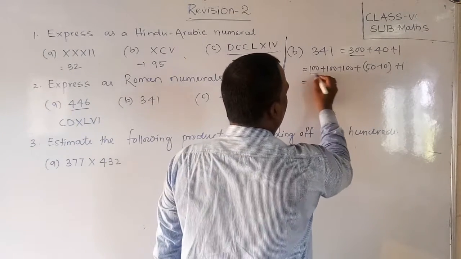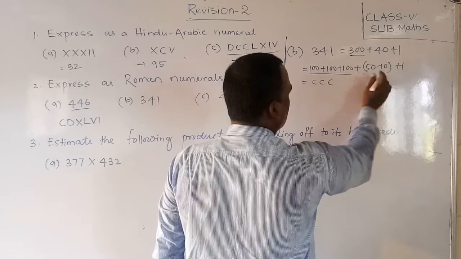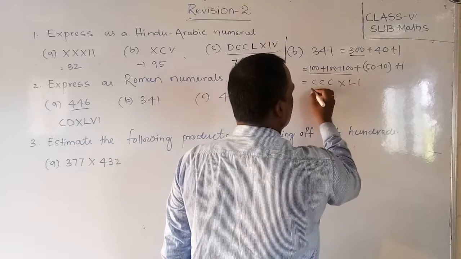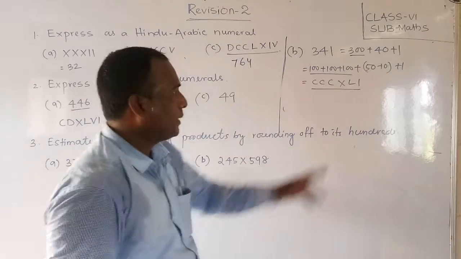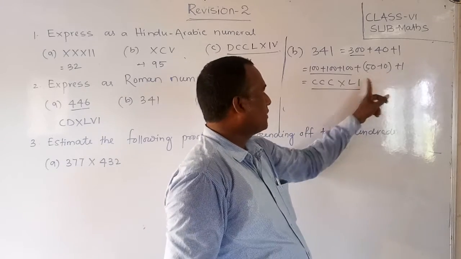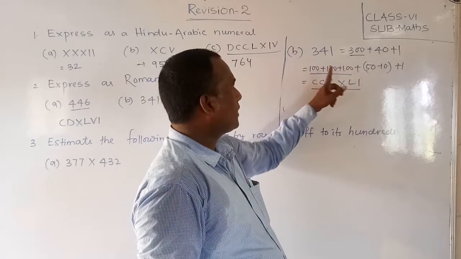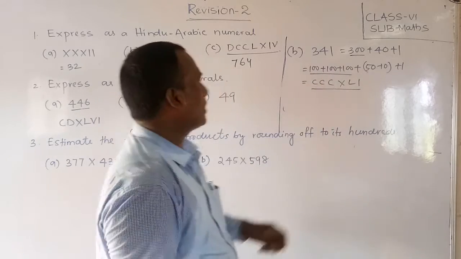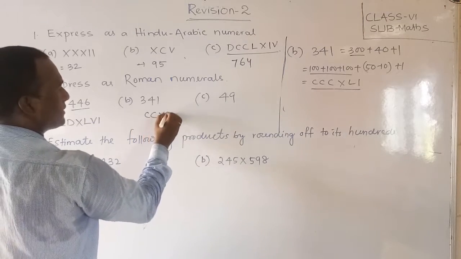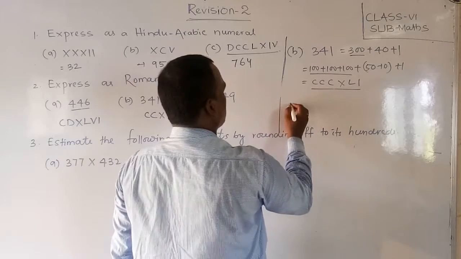This is what we can write: C plus 50 minus 10, that is XL, and I. This is our answer. Okay. 50 minus 10 means XL. Addition goes on the right side. Subtraction, a smaller number before a bigger number, goes on the left side. That is 100 100 100, so CCC. So the answer came CCCXLI.